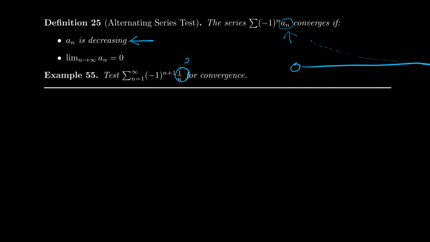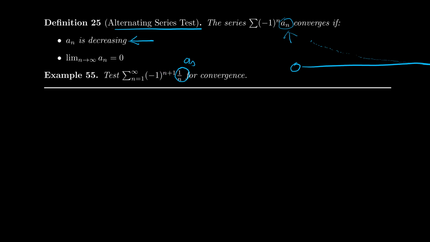Okay, that right there is your a sub n. The way that this is written, actually in your text, this is written as b sub n, because a sub n should technically be this whole thing, right? But really, for the alternating series test, you're testing the part without the alternator on it, right?